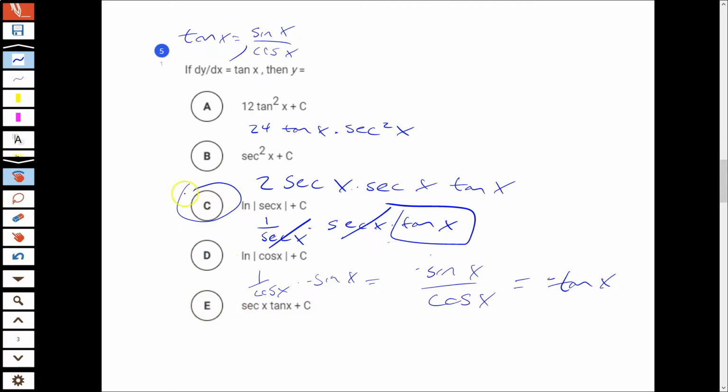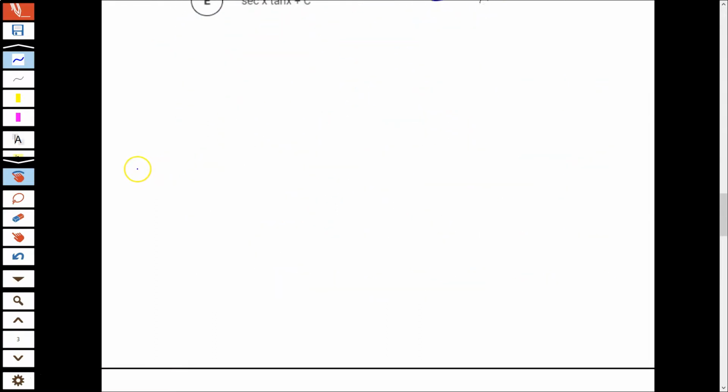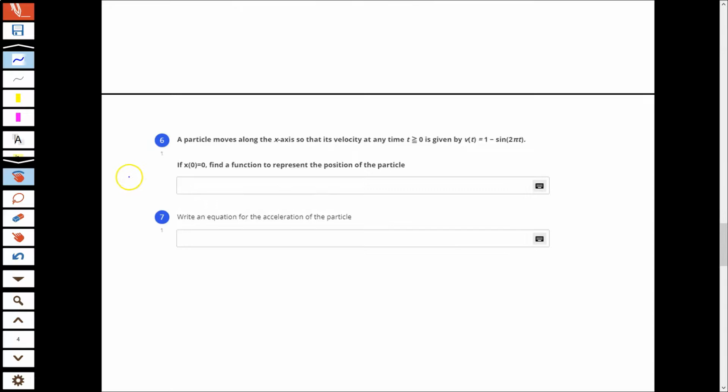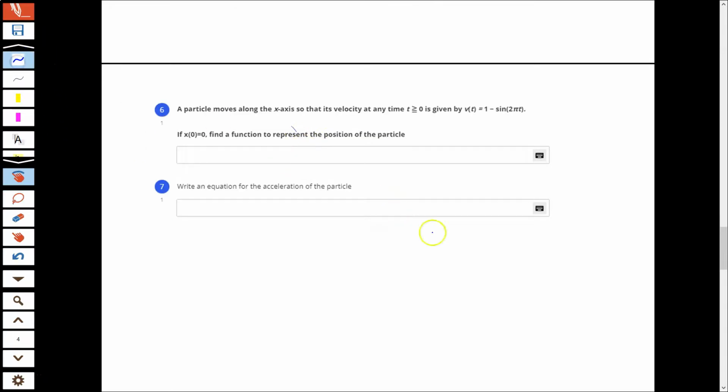So this is just an illustration of a good test-taking strategy: sometimes just taking the derivative of your answer choices is a good move on multiple choice questions. All right, we have 2 more, and these are my particle motion problems. So to tackle these, we will remember the relationship between position, velocity, and acceleration, which is this, right? So taking the derivative of position gives us velocity.